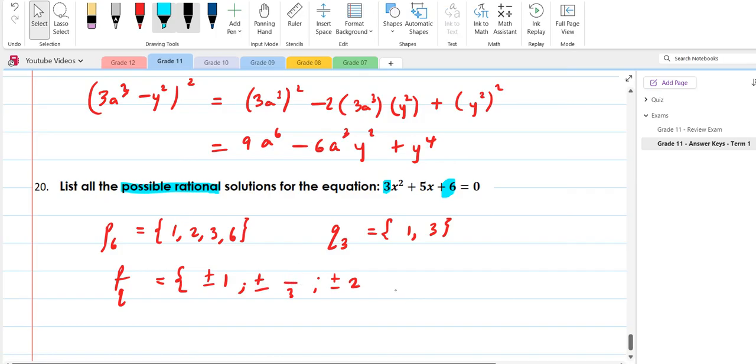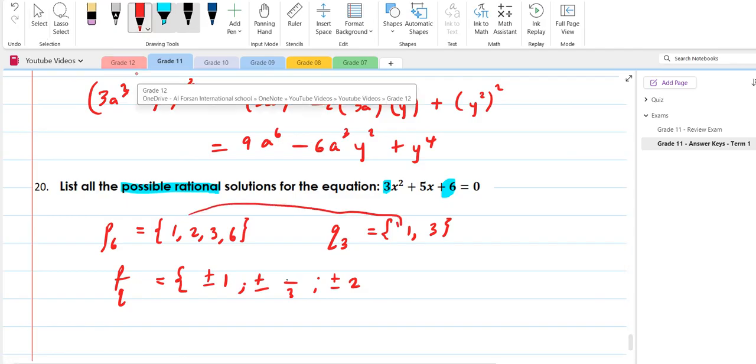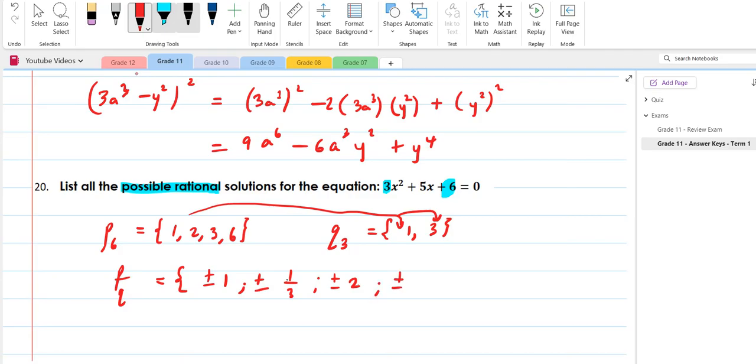So again, we're taking this p over q. So 1 over 1 is plus minus 1, 1 over 3 is plus minus 1 over 3. Then we move on to the next value, plus minus 2, then plus minus 2 over 3, then plus minus 3, and then plus minus 3 over 3, which is plus minus 1, already there, do not repeat. Then the last one is plus minus 6, and plus minus 6 over 3, which is plus minus 2, is already there.